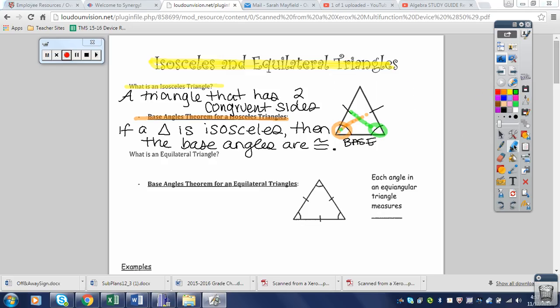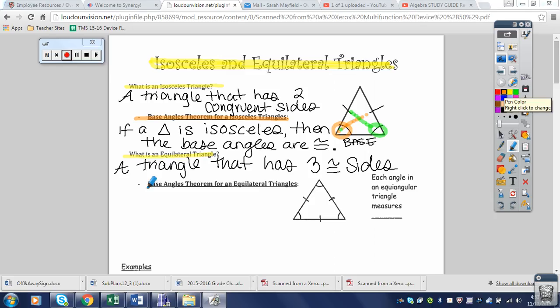Let's talk about an equilateral triangle. What is an equilateral triangle? It is a triangle that has three congruent sides. Okay? So since down here in this picture, all three of my sides are congruent, you can also assume that all of the angles are congruent. That is what the base angle theorem for equilateral triangles is.